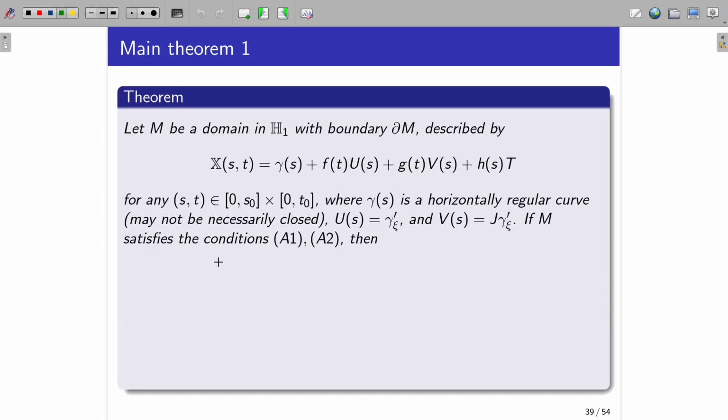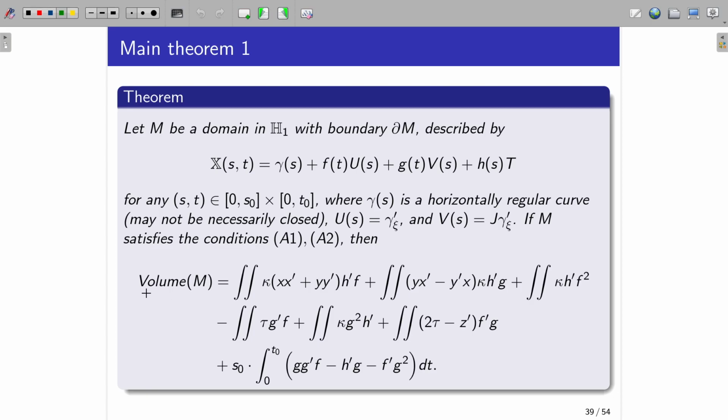Okay, so here is our main result. First one. Suppose M is a domain in H1 with boundary described by the generalized parametrized surface as before. So we can have the volume. We just use the previous one. We calculate this. We put everything in terms of F, G, and H. It's the most generalized case. So we have the derivative of F, G, and H, and this is a volume form because we have already had the formula for the volume of M.